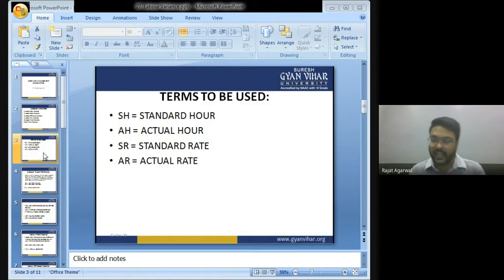Standard rate SR, actual rate AR. Standard rate is the rate by which we should pay the labor. Actual rate is the rate by which we actually paid the labor. Got my point? Go ahead then.